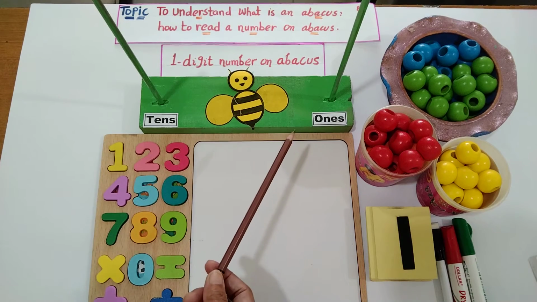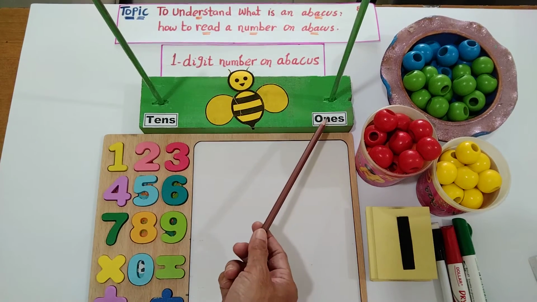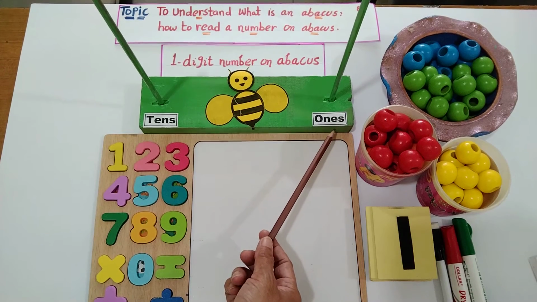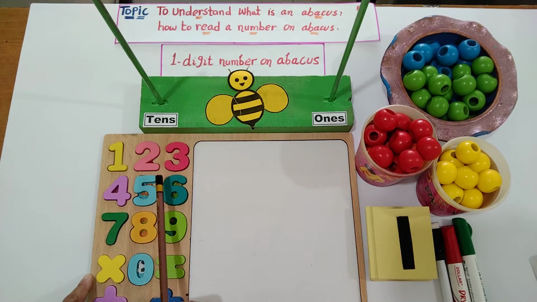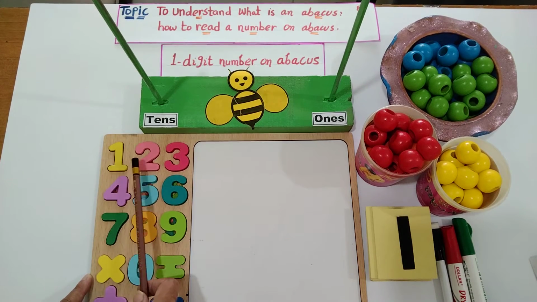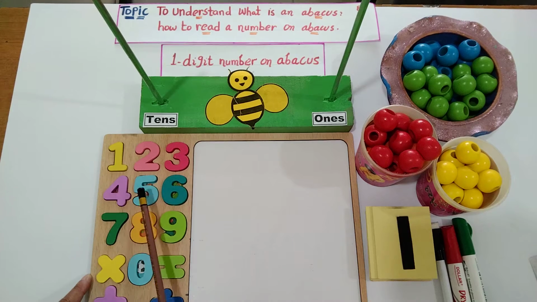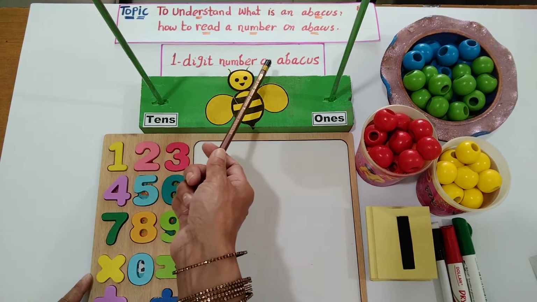Do you know what is a one digit number? As you have already learned, one digit numbers are called ones. Numbers from 1 to 9 are one digit numbers. Can you see these numbers over here? 1, 2, 3, 4, 5, 6, 7, 8 and 9. These are called one digit numbers, as our topic is one digit numbers on the abacus.